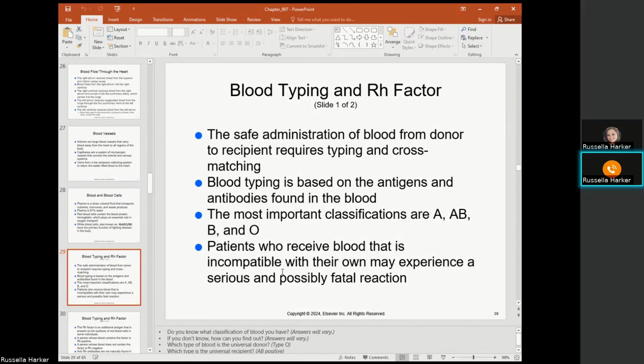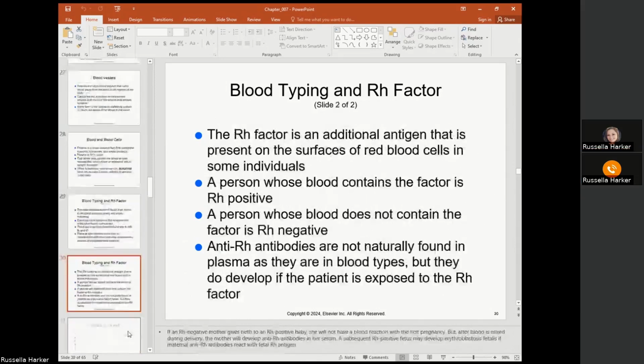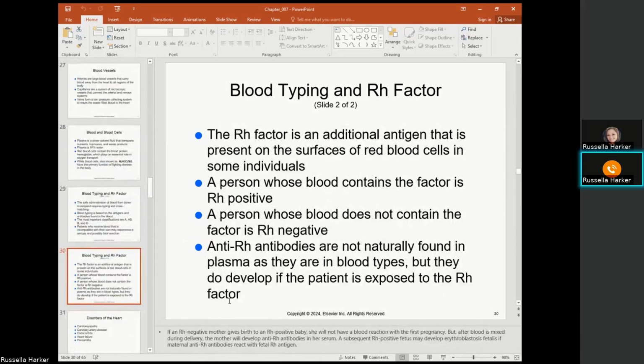So there is a universal donor that is type O and a universal recipient that is type AB. Other than that, only specific donors can give to specific recipients. An RH factor is an additional antigen that's present on the surfaces of red blood cells in only some individuals. A person whose blood contains the factor is RH positive. A person whose blood does not contain the factor is RH negative. Anti-RH antibodies are not naturally found in plasma as they are in blood types, but they do develop if the patient is exposed to the RH factor.